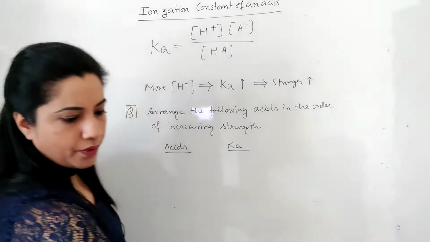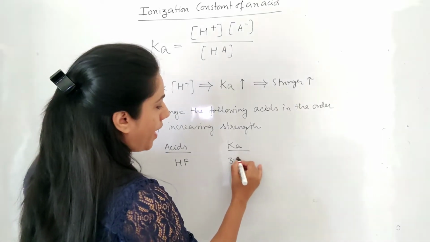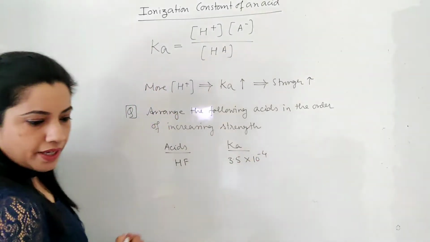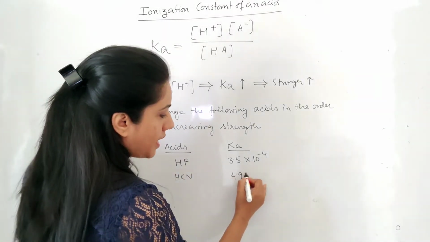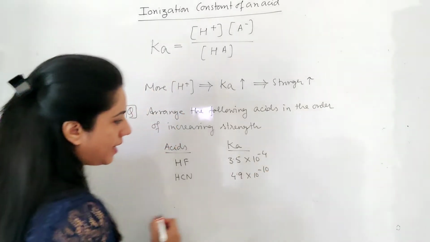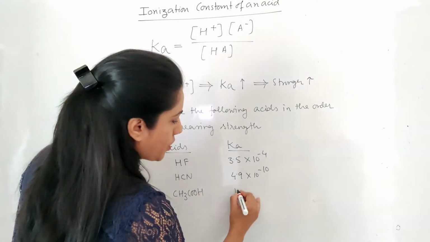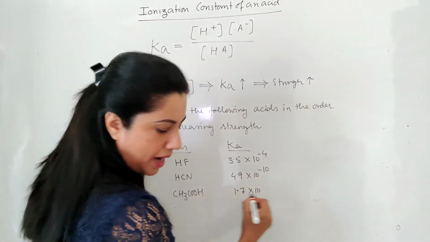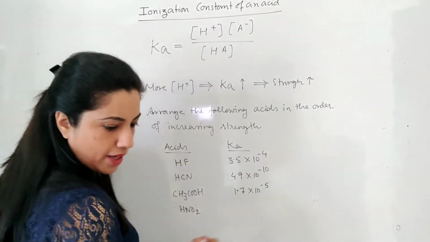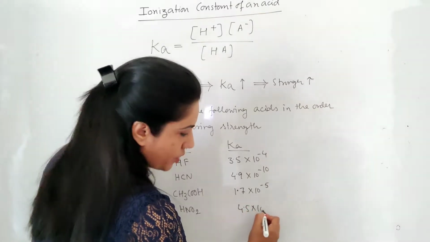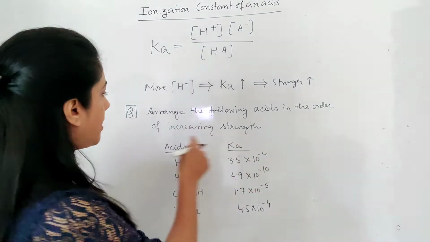Okay. Let us take the first acid, HF, and the Ka value is given as 3.5 into 10 raised to power minus 4. Next acid is HCN. The Ka value is 4.9 into 10 raised to power minus 10. Next one is acetic acid, CH3COOH. Ka value is 1.7 into 10 raised to power minus 5. And last one is HNO2. The value is 4.5 into 10 raised to power minus 4. We have to arrange these acids according to their increasing strength.